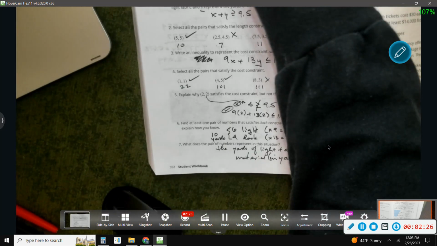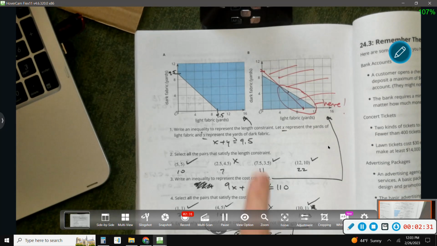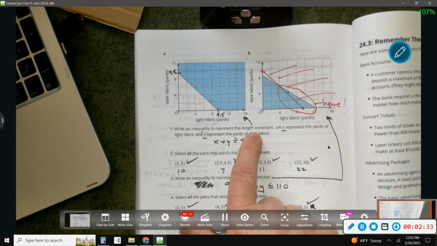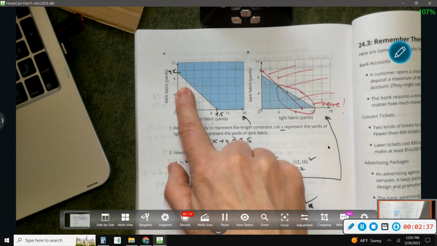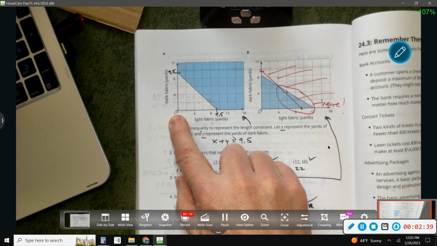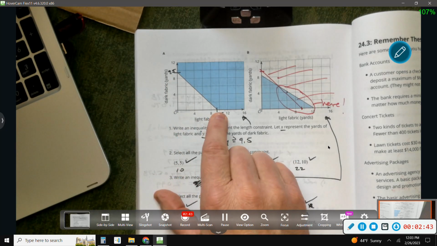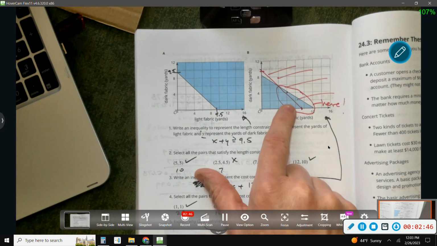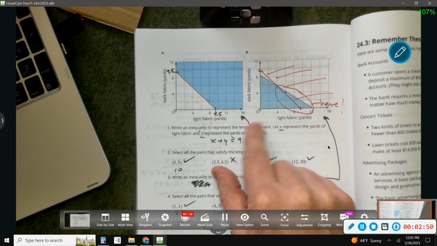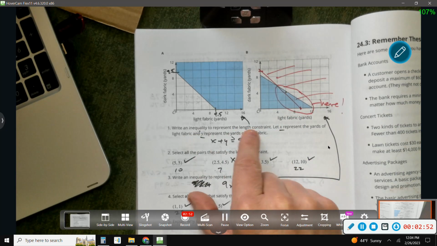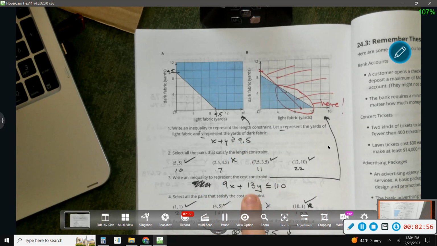and they give you the graphs for each one of those. So this first one is the length constraint, so they have to add up to 9.5. That's where this little line cuts off here, and here is 9.5. You can either get 0 light fabric and all dark, or all light and no dark. And then this other one is the cost constraint. So this is what's going on here. The right inequality represents the length. We've got that right here. We just copied it from the other page.